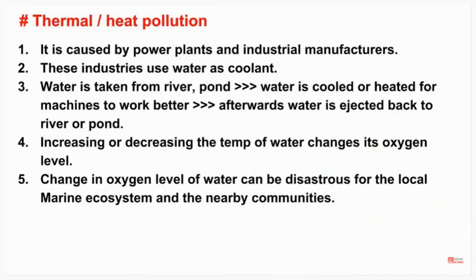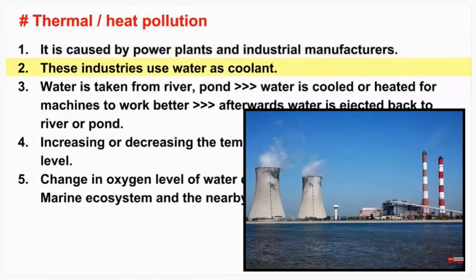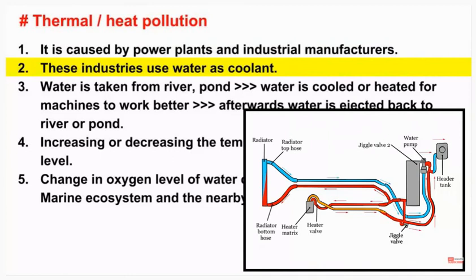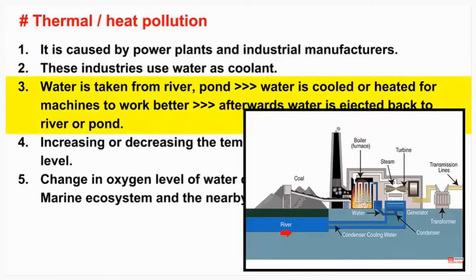The fifth one is thermal or heat pollution. Thermal pollution is commonly caused by power plants and industrial manufacturers, because water is used as a coolant by all these power plants and industrial manufacturers. So what happens is, water is taken from a natural source like a pond or a river. Then they either cool it down or heat it up for their machines. And once the work is done, they eject the water back to where they got it from.